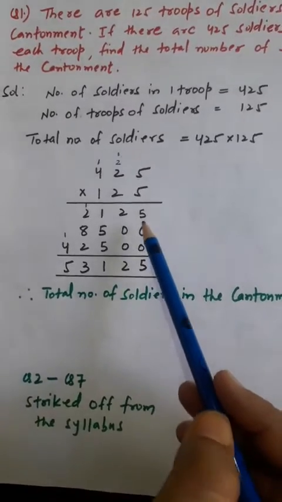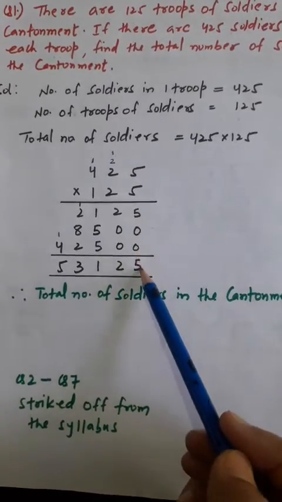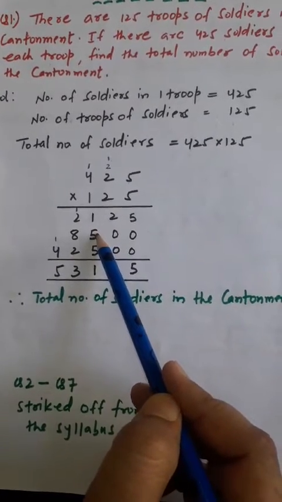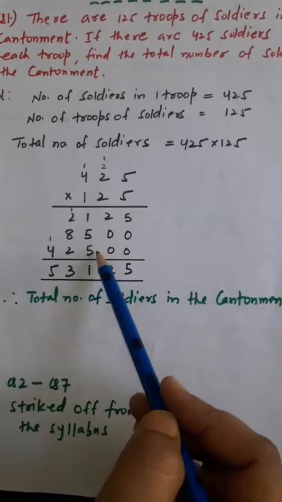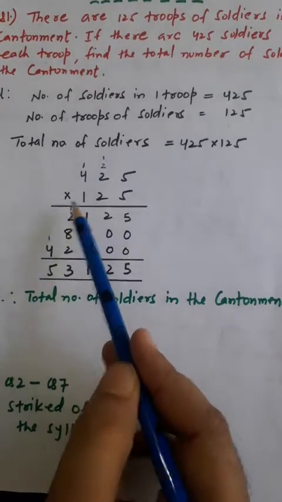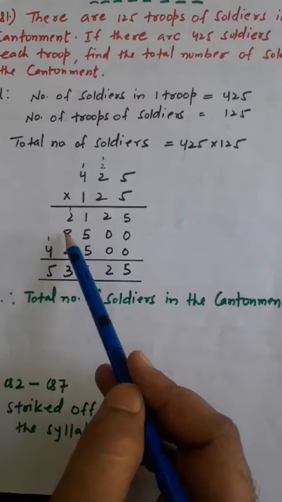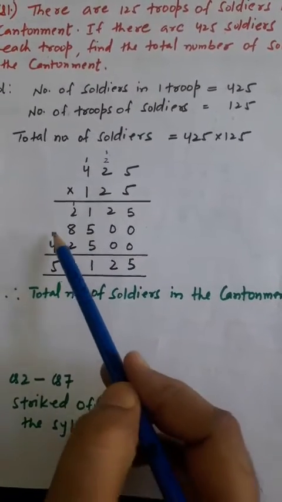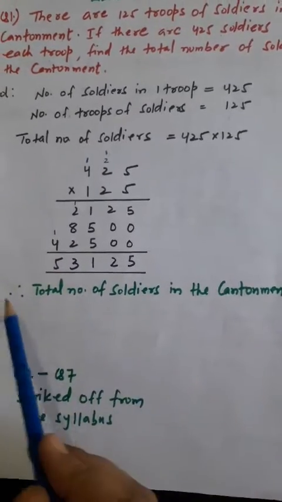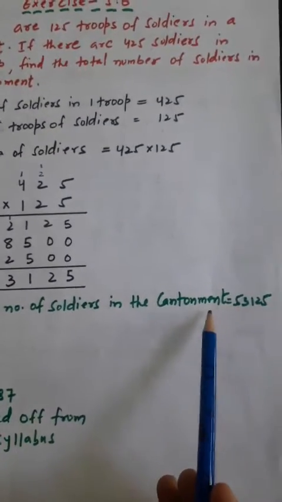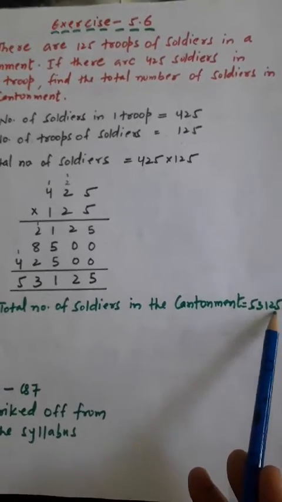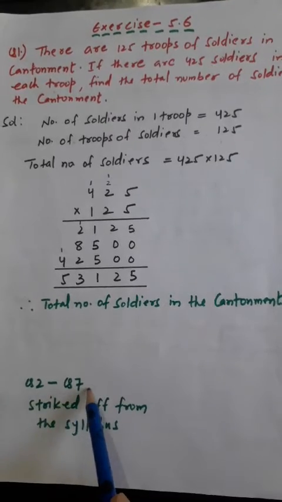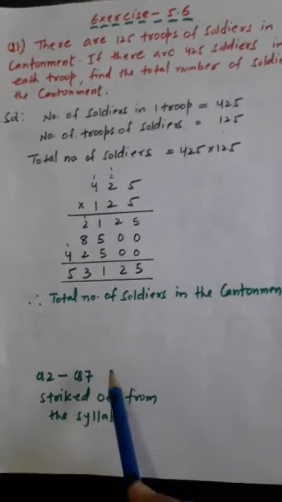Now you add these partial products. 5 plus 0 plus 0 is equal to 5. 2 plus 0 plus 0 is equal to 2. 1 plus 5 plus 5 is equal to 11. Carry 1. 2 plus 1, 3. 8 plus 3, 11 plus 2, 13. Write 3 here. Carry 1. 4 plus 1, 5. Therefore, total number of soldiers in the cantonment is equal to 53125.